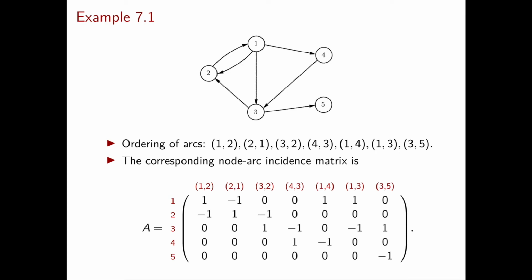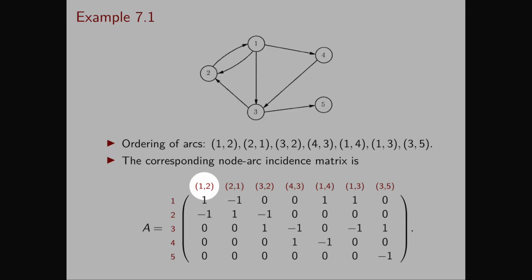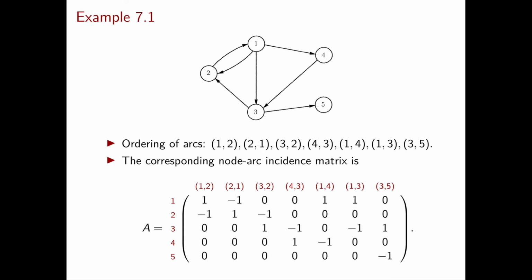Now let's look at the first column of A. It corresponds to arc (1,2), so I will have a +1 for node 1 and a -1 for node 2. We can then look at the second column. This corresponds to the arc (2,1). I will have a +1 corresponding to node 2 and a -1 corresponding to node 1. And so on and so forth. The same rule applies to all the other columns. So we have understood very well how this matrix looks if we look separately at its columns.